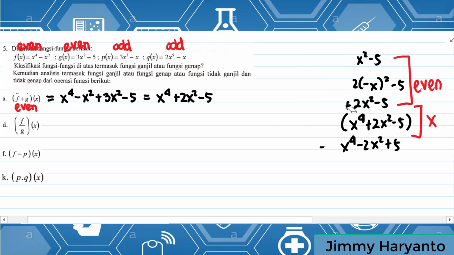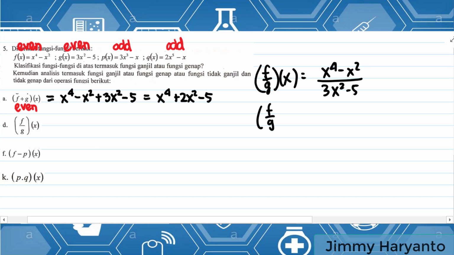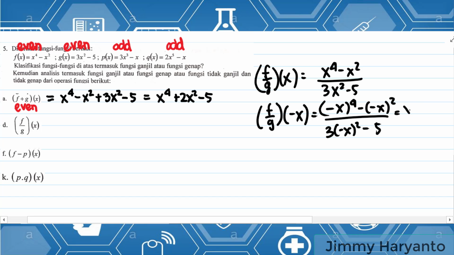Next is f over g. f over g of x, you have to divide x^4 minus x^2 over 3x^2 minus 5. So for the first one, you have to check f of negative x: negative x to the power of 4, negative x to the power of 2, 3 times negative x squared minus 5. The result is also the same, x^4 minus x^2 over 3x^2 minus 5. So this one is even also.